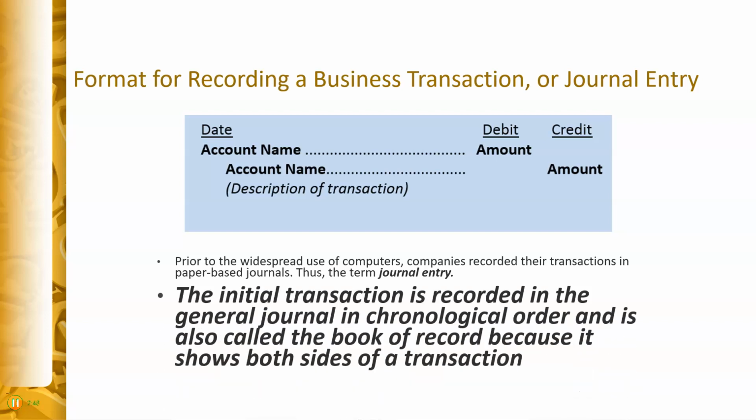The initial transaction is recorded in the general journal in chronological order and is also called the book of record because it shows both sides of the transaction. So if you saw the cash account had more money than you thought it should, you'd first go to the general ledger, look at the cash account, and then trace it back to the general journal, which would show you both sides of the transaction.